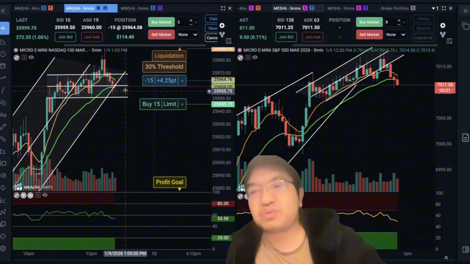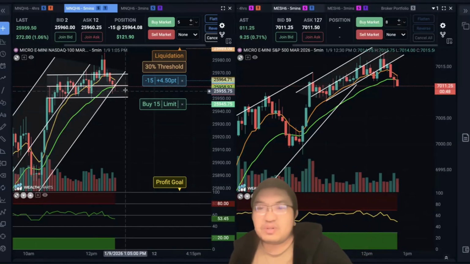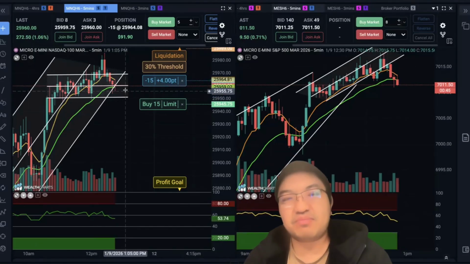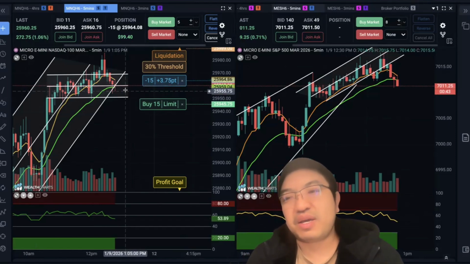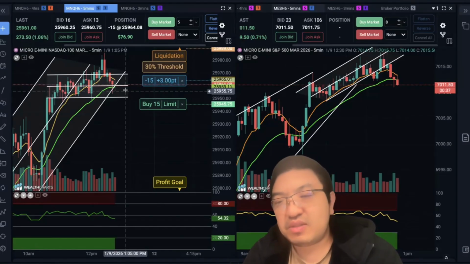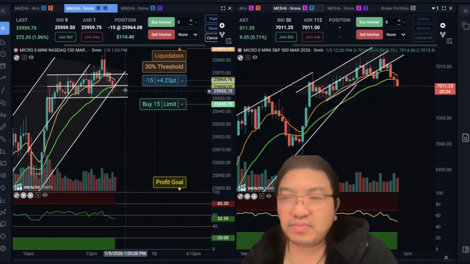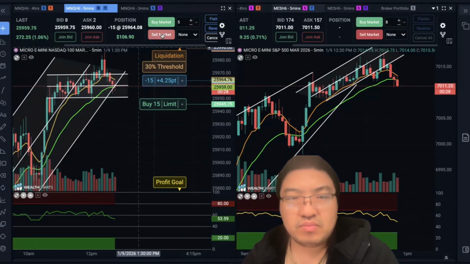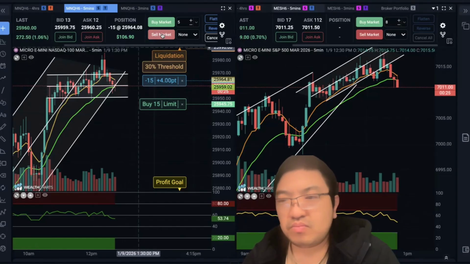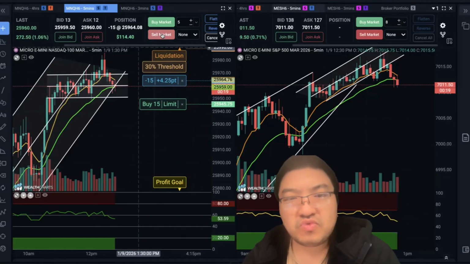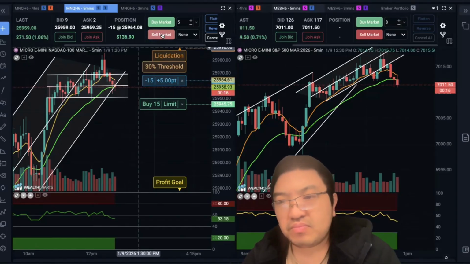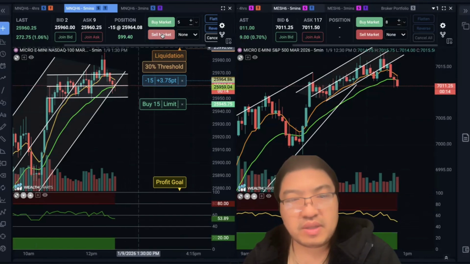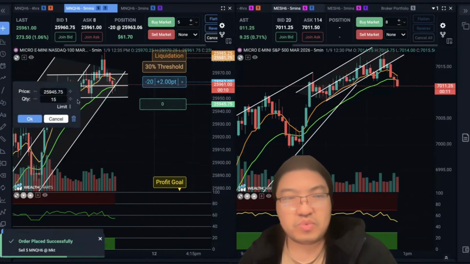Okay. ES wants to create a lower low. Go. And NQ will be delayed, but it will follow if ES breaks out to the downside. Let's see. Yes. 49. Okay, down. 12.